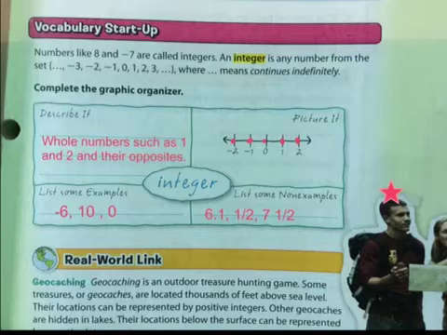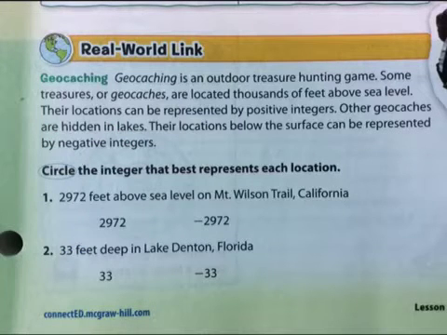Continuing on. When we talk about integers, we also have to be able to identify which integer we're talking about based on the vocabulary. For example, 2,972 feet above sea level on Mount Wilson Trail, California. Above sea level means higher than sea level, right? So are we going up or are we going down? Well, we're going up, right? So that one would be your right answer. You circle it.